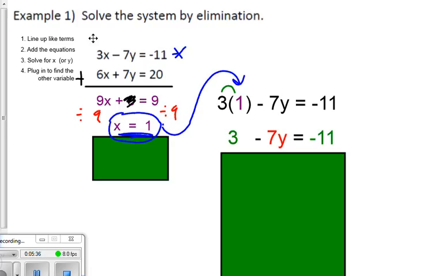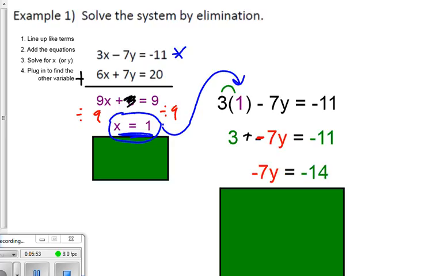We're subtracting 7y. Or in a sense, you can think of it as we're adding negative 7y. So negative 7 times y. And that's all going to equal negative 11. And that, again, is a constant. Okay? Maybe I should show you.